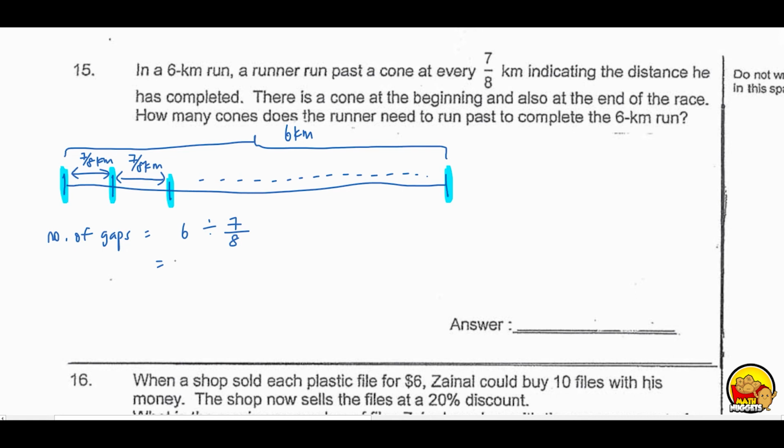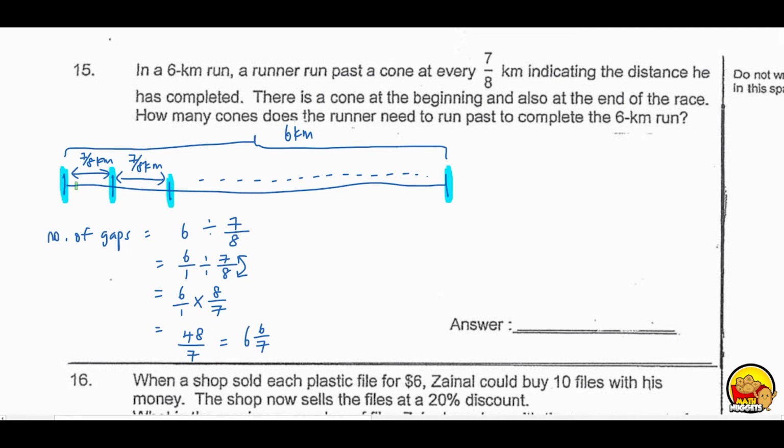So again, KCF, keep, change and flip when you're doing fraction division. 6, this is 6 out of 1, okay? So I'm going to keep the first fraction, change the division to times, and flip the third one, which gives me 8 out of 7. And this is 48 out of 7. Which gives us 6 and 6 out of 7. So there are 6 and 6/7 gaps.